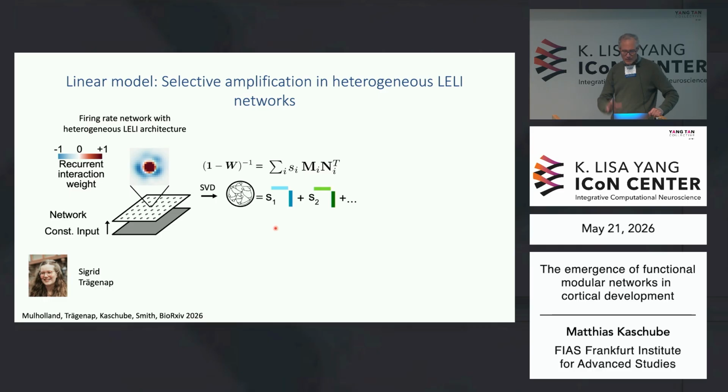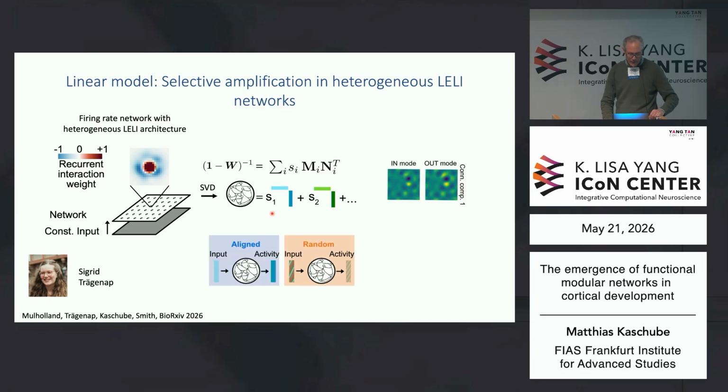The input mode basically relates to the drive of the network, and the output mode to the resulting activity, and the singular value gives us the strength of this transformation. So once we know this decomposition and we use an input that is aligned to the leading input mode, then because it has the strongest singular value, it leads to the maximum possible activation in this network. So by this decomposition, this is how the input and output modes look.